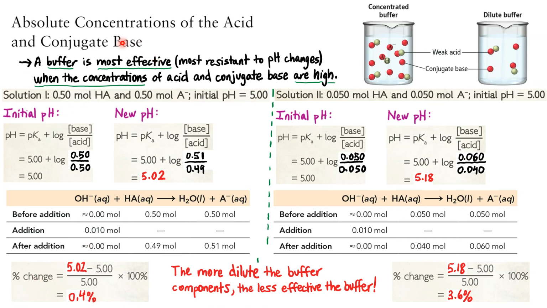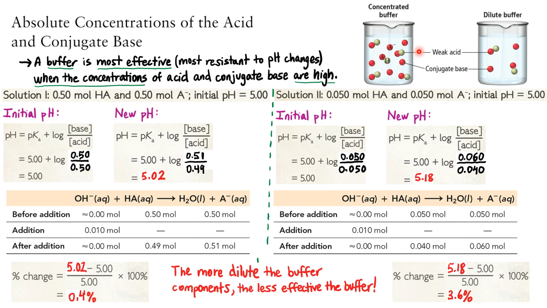All right, and then we talked about the other factor that influences the effectiveness of a buffer, and that's the absolute concentrations of acid and conjugate base, right? What do we mean by that? What we mean by that, and we'll hit the punchline again, is that a buffer is most effective when the concentrations of acid and conjugate base are high, right?